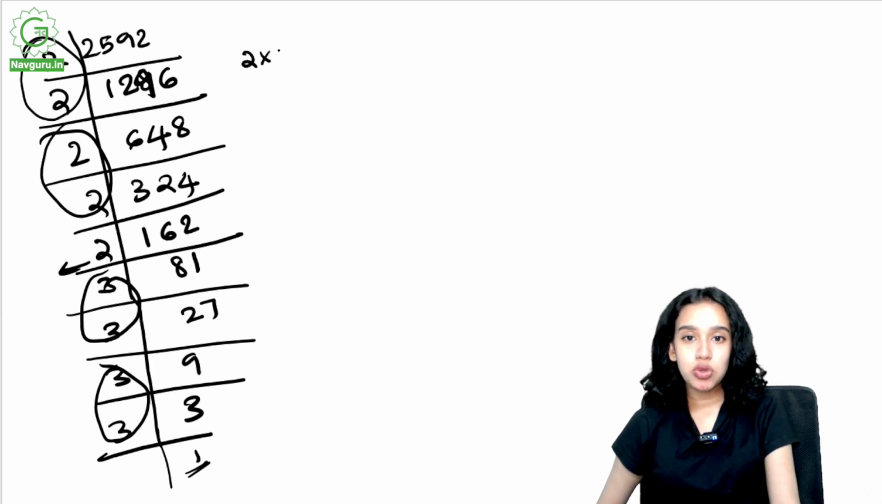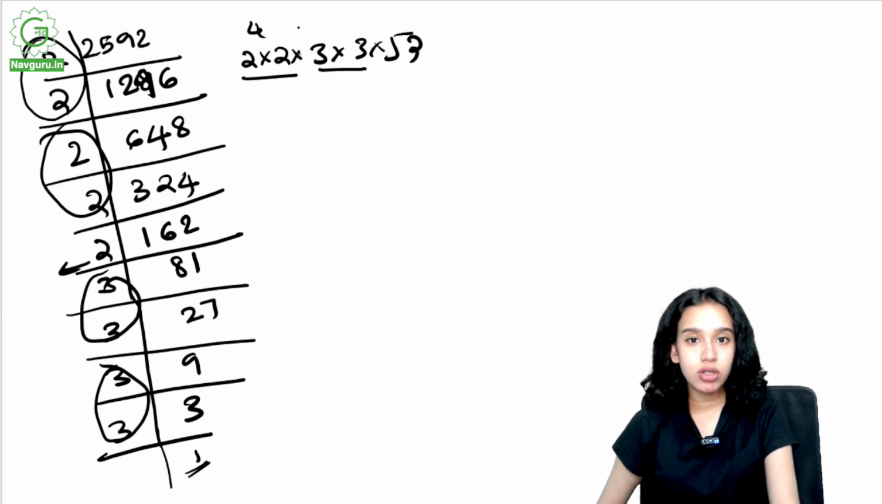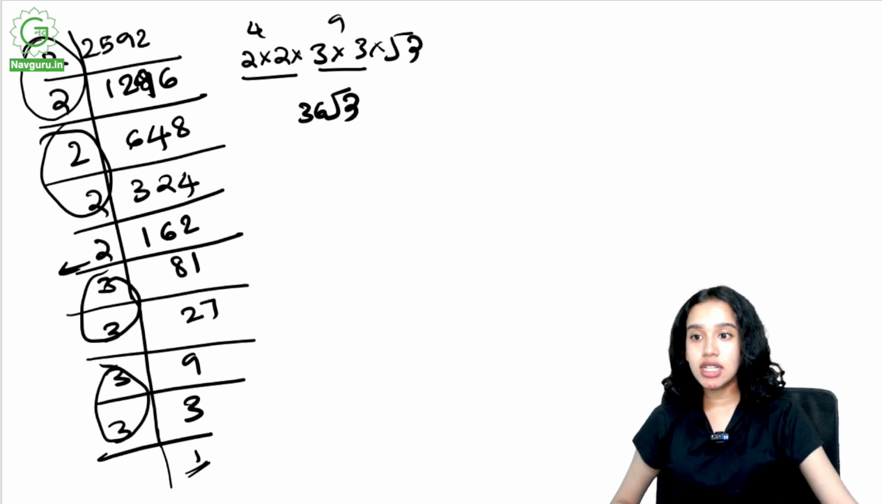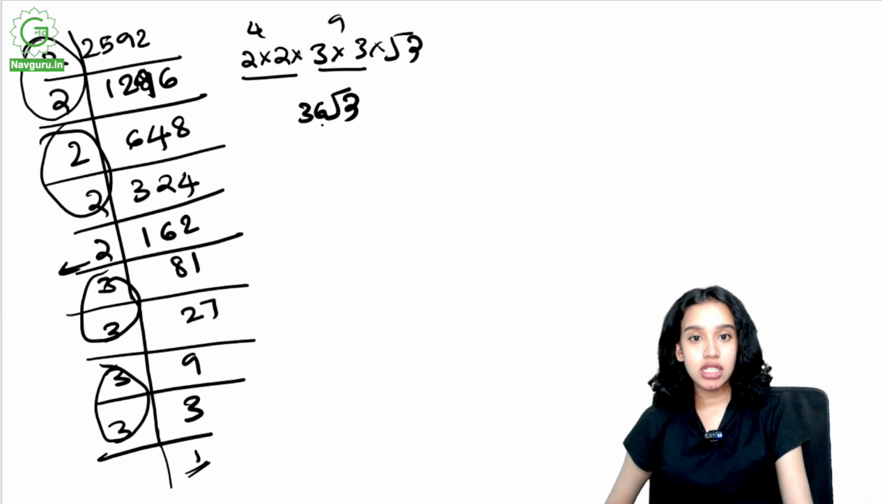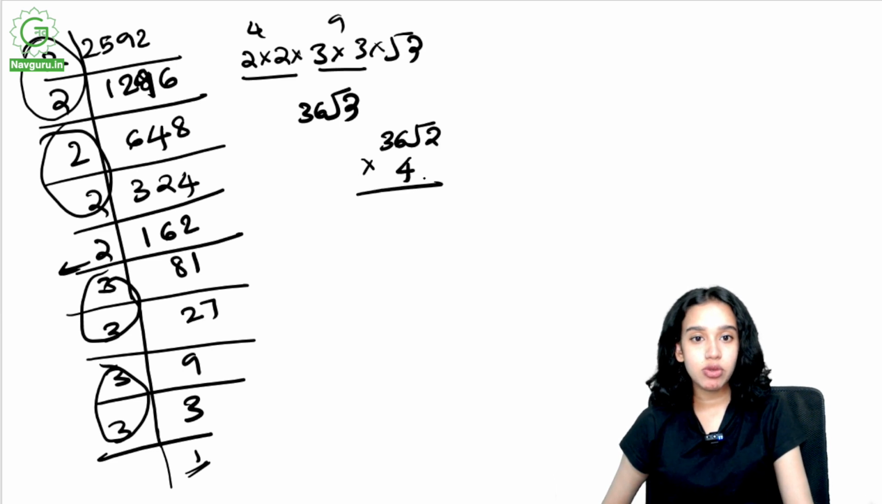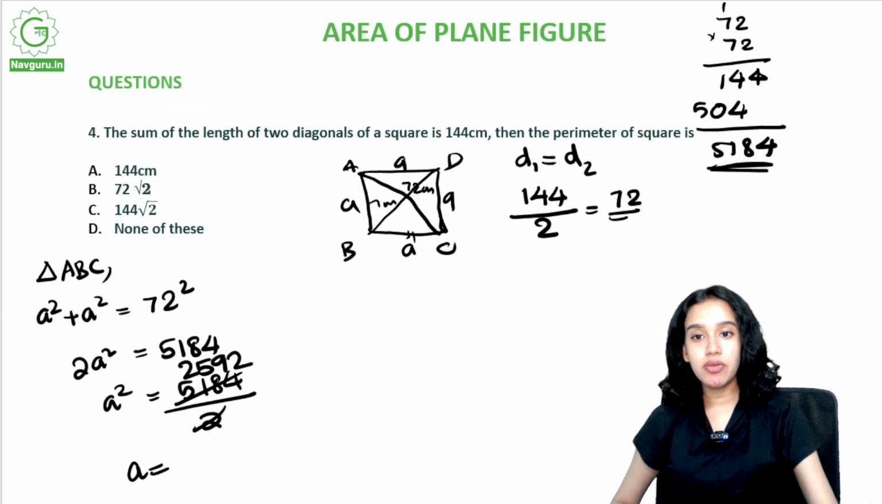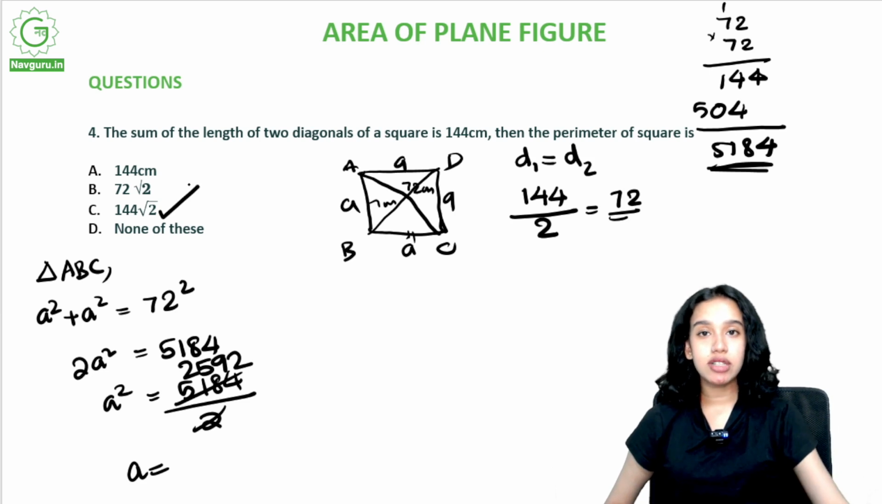So we have 2 into 2 into 3 into 3 into root 2, which is 4 into 9, so 9 4s are 36 and root 2. So 36 root 2 is the length of one side, right? Now we have to find the length of four sides. So 36 root 2 into 4 gives 144 root 2. So the answer is 144 root 2.